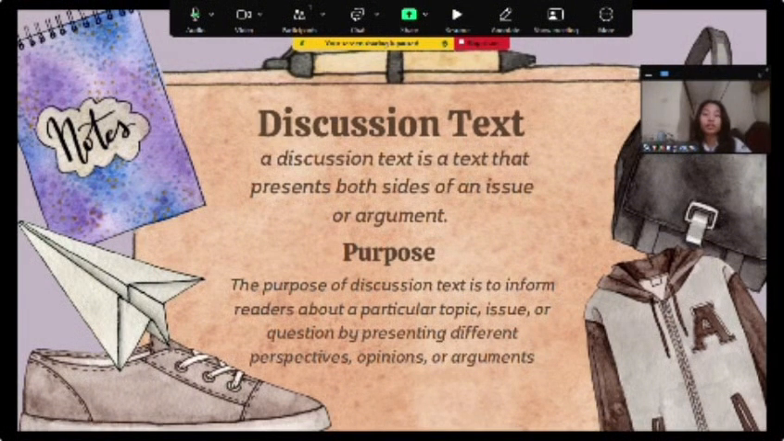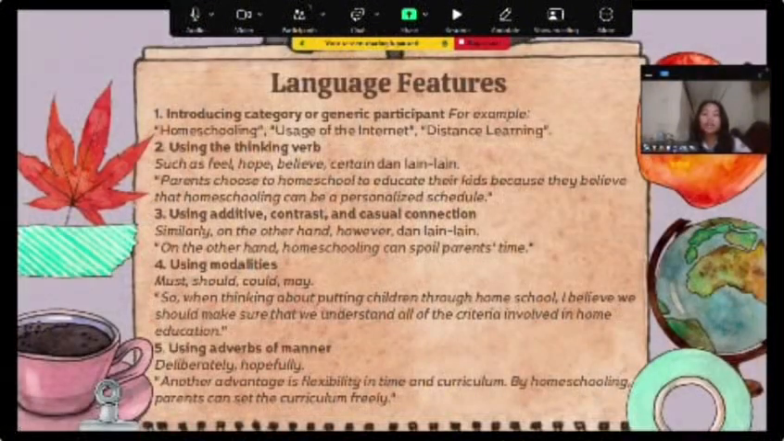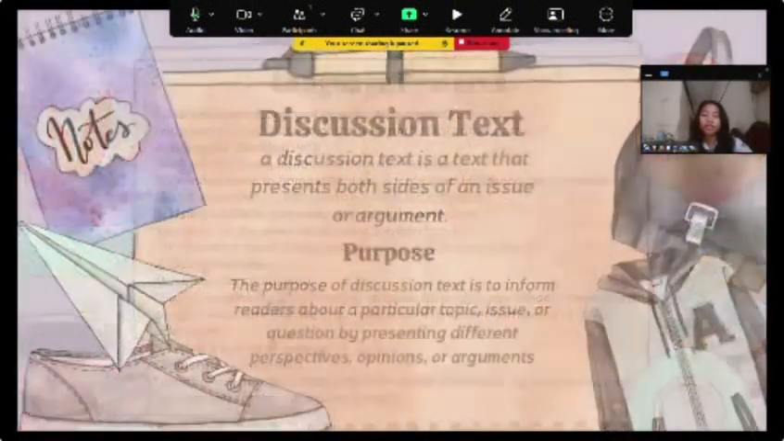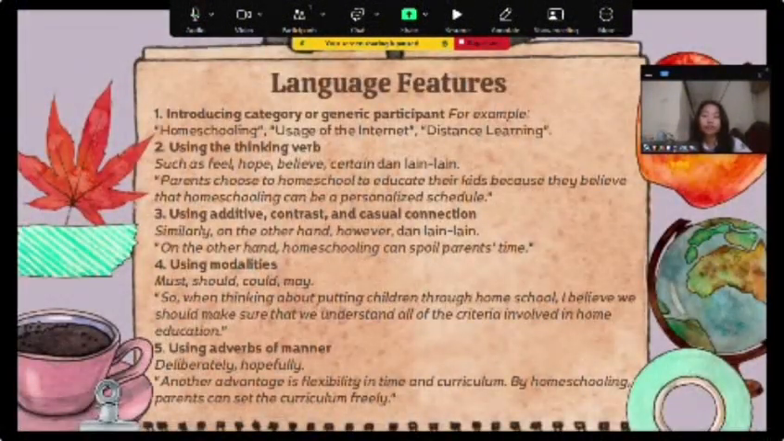the second material of semester 2, discussion text. A discussion text is a text that presents both sides of an issue or argument. The purpose of discussion text is to inform readers about the particular topic, issue, or question by presenting different perspectives, opinions, or arguments. So, the language features of discussion text have five.